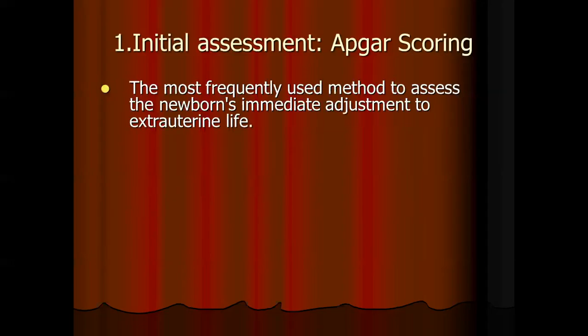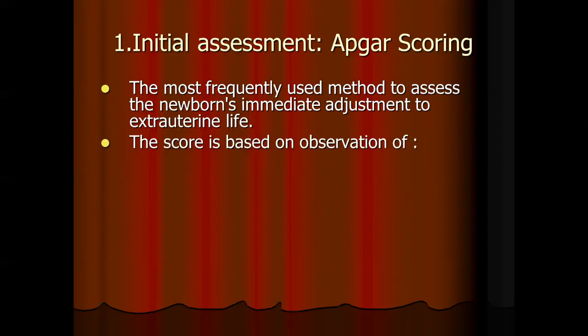So we already know this very well. This is the most frequently used method to assess the newborn's immediate adjustment to extrauterine life. Soon after the birth, the fetal circulation is not actively participating; it is circulating with the help of the placental support. Now, soon after the birth, how well the child is getting adjusted to extrauterine life is assessed in a focused way.